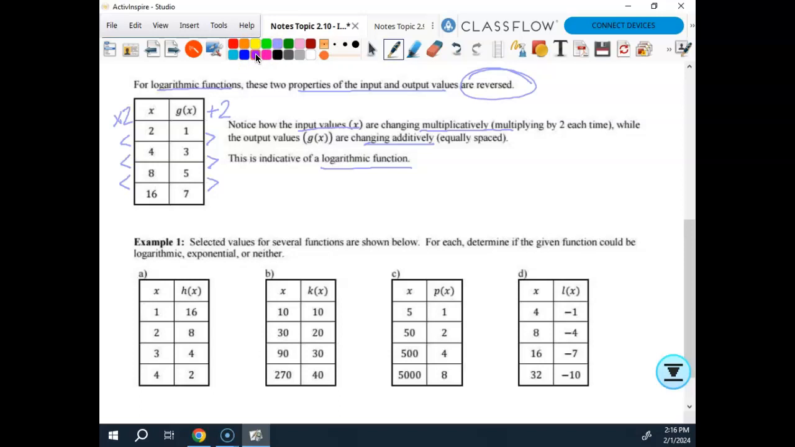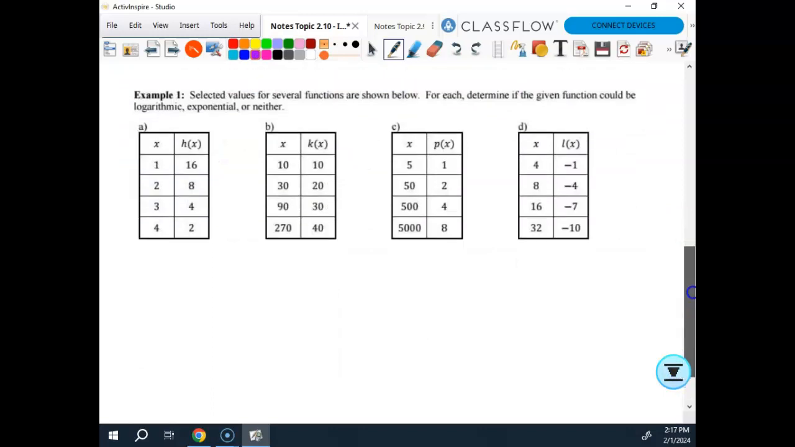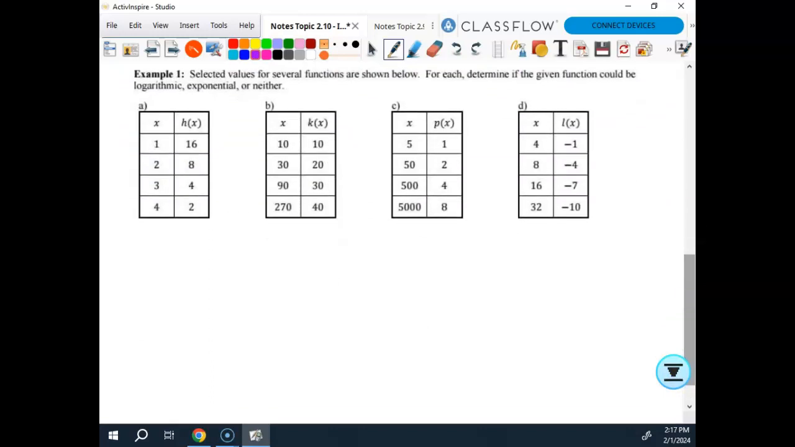It says selected values for several functions are shown below. For each, determine if the given function can be logarithmic, exponential, or neither. So we look at this. Look at what's happening with your x values. Yes, they are changing additively. We are adding 1. And then are these changing multiplicatively? Yes, it's changing multiplicatively. What are we multiplying by? 1/2. Good. I know when you look at it, you think you're dividing, but we have to talk about it as multiplication.